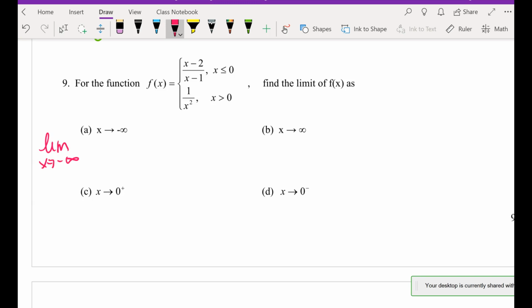Out of those 2 pieces, which one is applicable for this question? First one. The first one, because look at the restriction, right? It's the only one that's approaching -infinity. So I'm going to use that, x minus 2 all over x minus 1. Okay, let's find the answer. What's the limit?